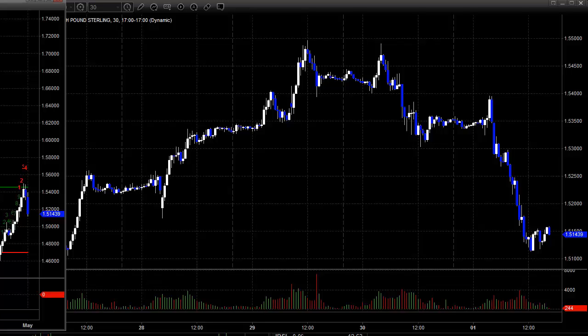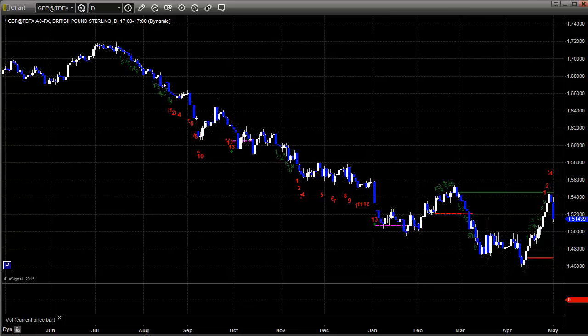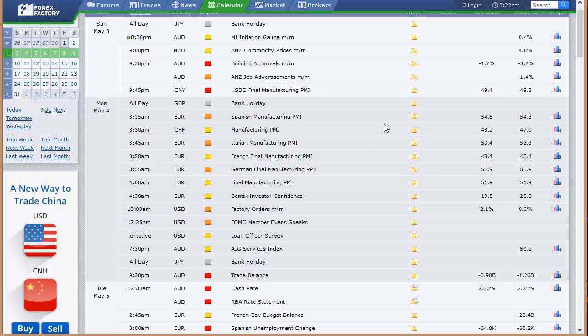All right, let's take a look at what we have coming out this week in terms of economic data so we know what we need to be aware of. Sunday, bank holiday in Japan to start the week, or that's Monday in Japan. Inflation gauge out of Australia, New Zealand's commodity prices, Australia's building approvals, China's HSBC final manufacturing PMI. We've got a bank holiday in the UK on Monday as well. So we're going to have a light start, half-size session for us. We'll be half-size in our trades with UK and Japan closed.